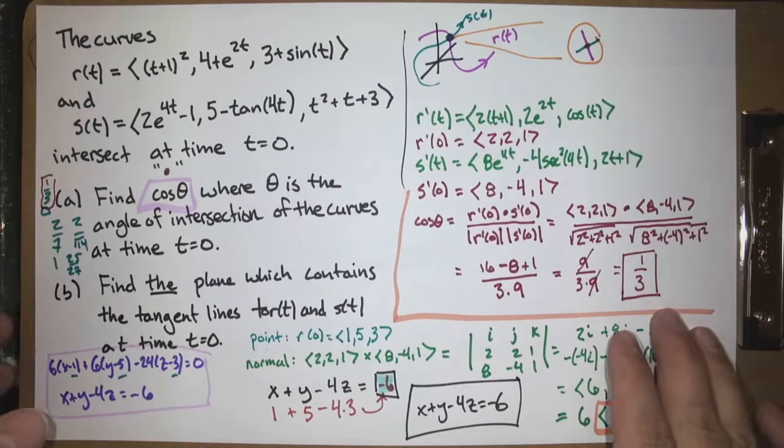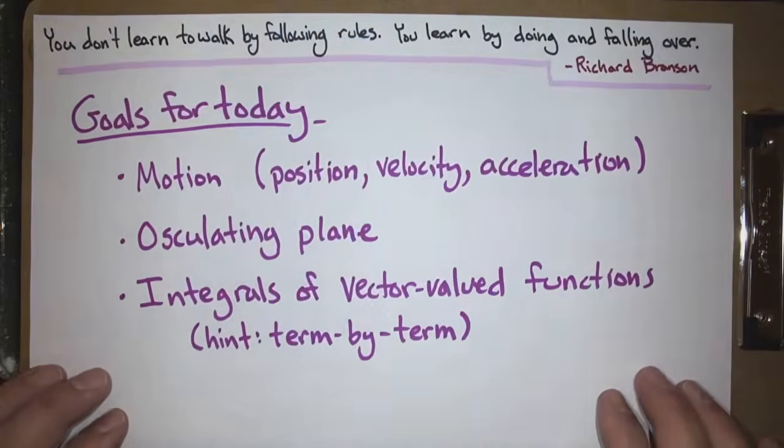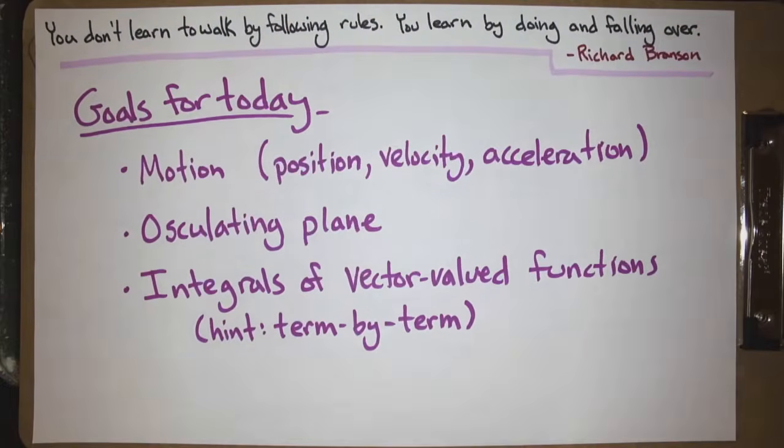All right. Well, we do have more than one slide. So, okay, goals for today. Well, we'll do a quote, Richard Branson. He said, "You don't learn to walk by following rules. You learn by doing and falling over." Which is to say, you're going to make mistakes, and that's how you learn.